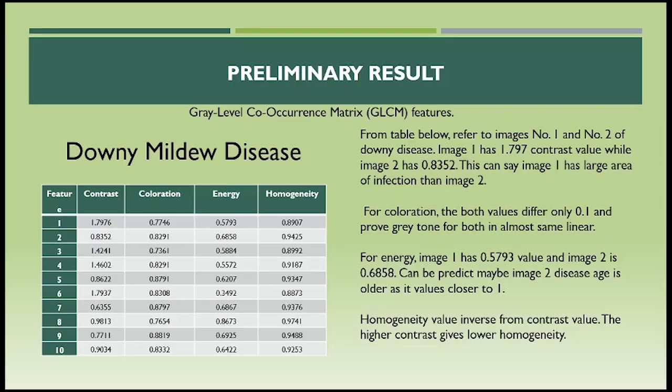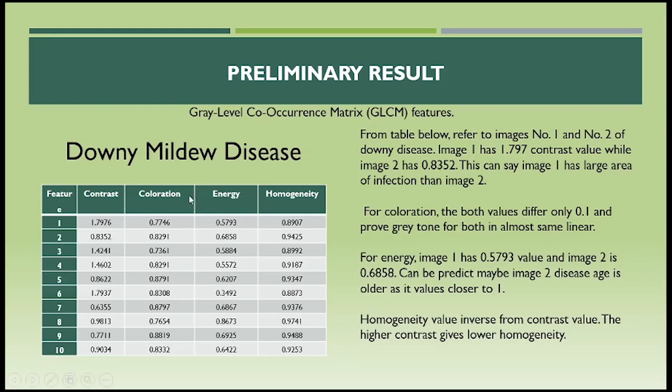So this is the preliminary result for the gray level co-occurrence matrix GLCM features. This table is for the Downy mildew disease. For the contrast, number one is a bit higher than number two, which shows that the area of infection for number one is larger than number two. For correlation, the two values only differ by 0.1, which proves the gray tone for both is similarly linear.